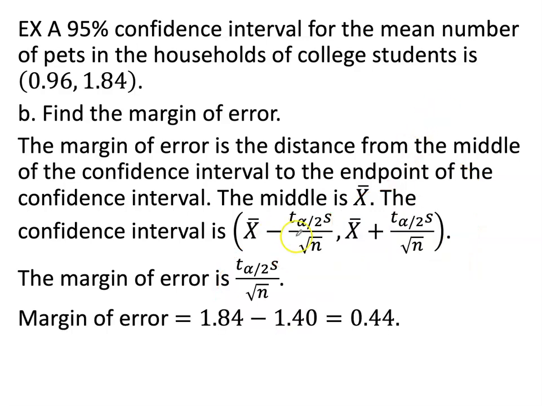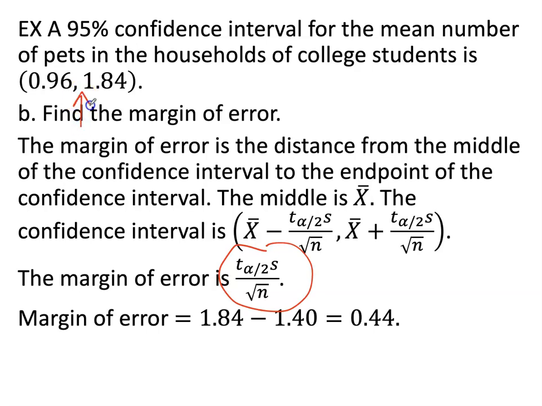Well, the problem is that we don't know t sub alpha over 2, s, or n, we don't know any of that stuff. But to be honest, in this particular case, we don't need any of that stuff. The margin of error is the distance from the middle of the confidence interval to the endpoint. We already know what the middle is. We just saw a moment ago the middle is 1.40.